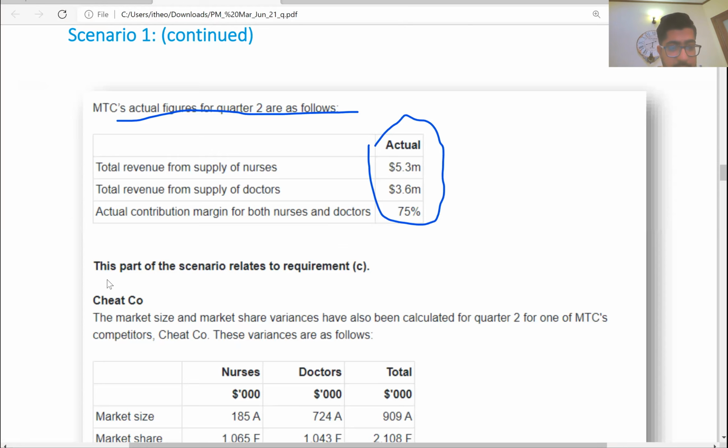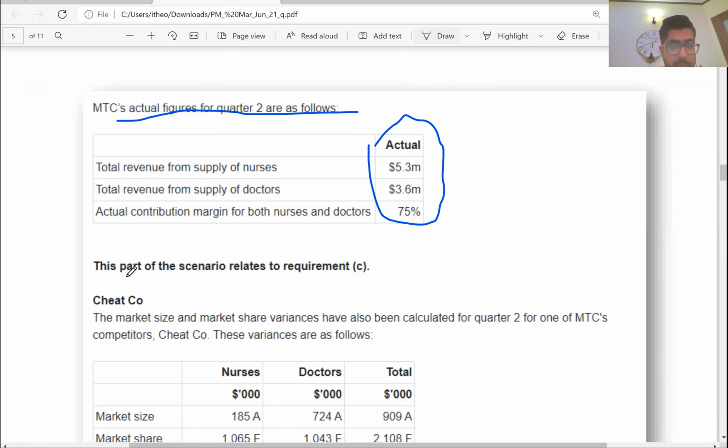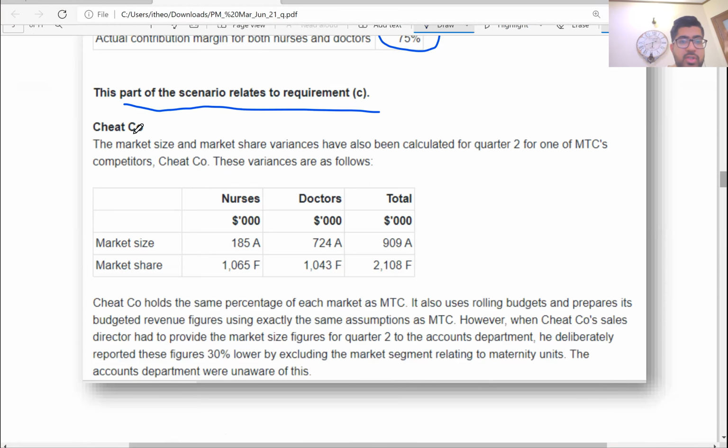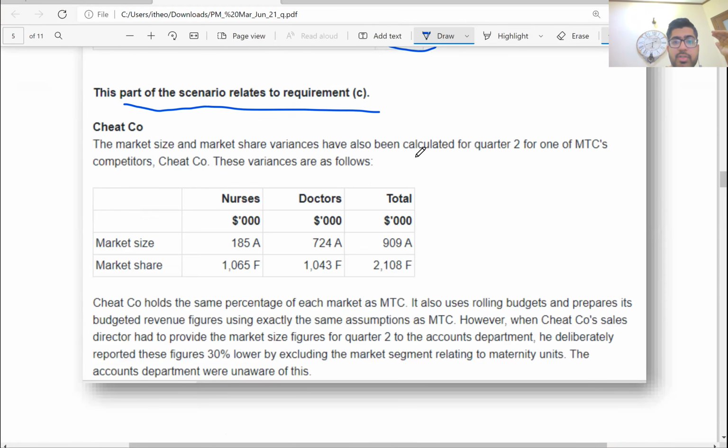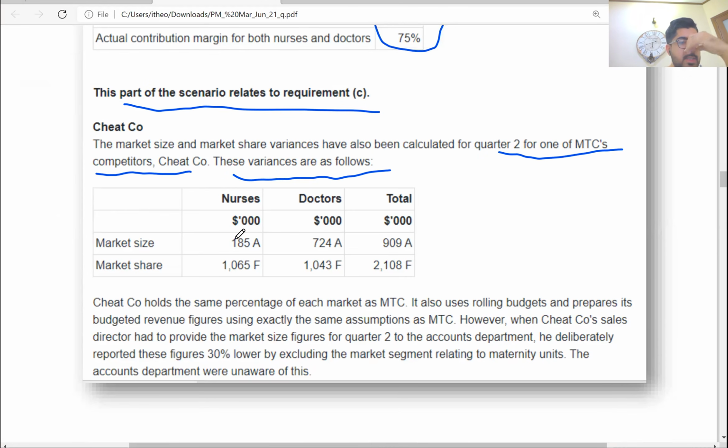Now, this part of the scenario relates to requirement C. In requirement C, there's information about a company called Cheat Company. The market size and market share variances have also been calculated for quarter 2 for one of MTC's competitors, Cheat Company. So market size and market share variances for Cheat Company, a competitor, have been calculated.